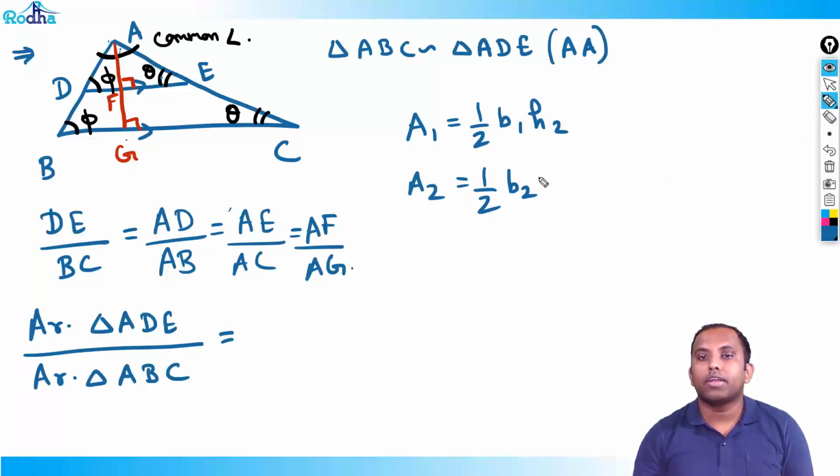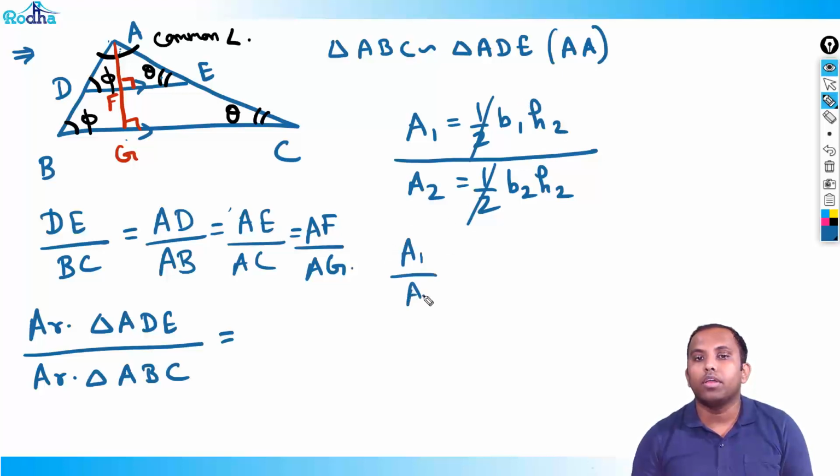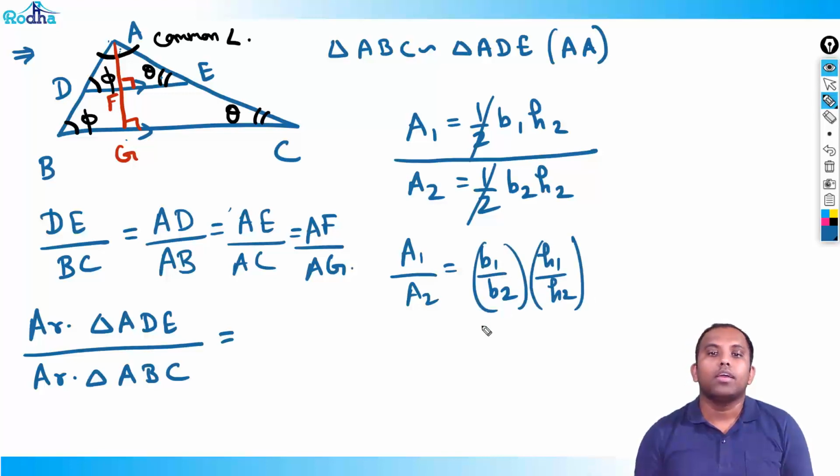When you take the ratio here, this half will get cancelled, right? Now this is B1 by B2. So A1 by A2 is equal to B1 by B2 into H1 by H2. Right? So since both are equal, the area will become the ratio of sides square, right? Because when triangles are similar, both the ratios are equal. AE by AC is equal to AF by AG.